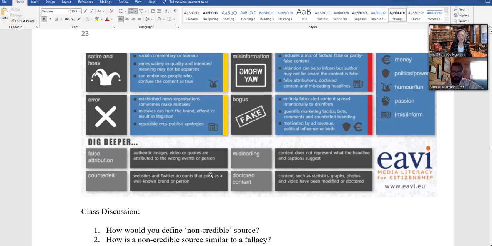Then false attribution, counterfeit websites and Twitter accounts that pose as a well-known brand or person. You can look up counterfeit websites. There were a couple that pretended to be CBS or something like that. It looked so real. Then you have satire, like The Onion. They tell you right straight out that they are satire. So when you read their articles, sometimes it's really funny, and of course you know not to believe them. But there was one very important politician who read The Onion and thought it was real, and The Onion was making fun of him.